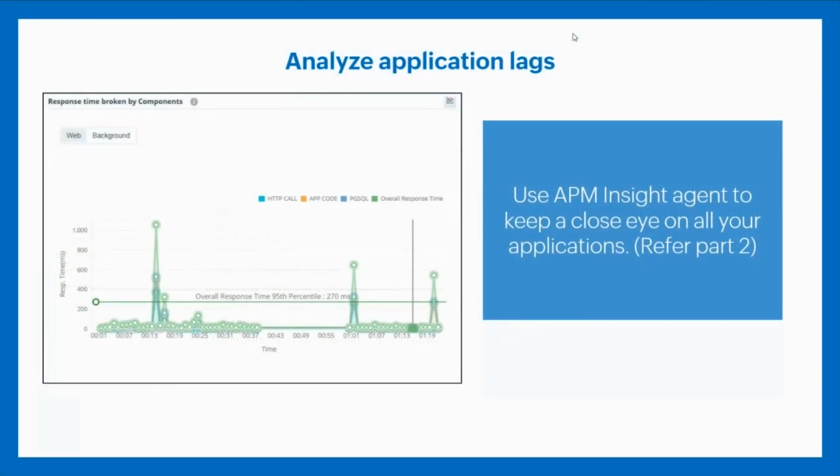You can also analyze application lags in Applications Manager. For this, we use what is called the APM Insight Agent. This is an add-on in Applications Manager, and this part is covered in part 2 of this training series. If you want to know more, you can check out our website or the YouTube channel.